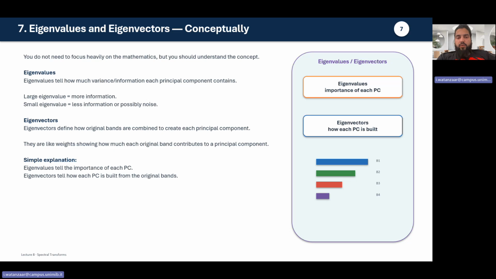They are like weights showing how much each original band contributes to the principal components. So the eigenvector acts like a weight, deciding how much information contributes to a component. But the eigenvalue checks the exact information a single component is holding. So in a simpler explanation, eigenvalues tell the importance of a single principal component, but the eigenvector tells how each principal component is built from the original bands. This is the main differentiation between the two.